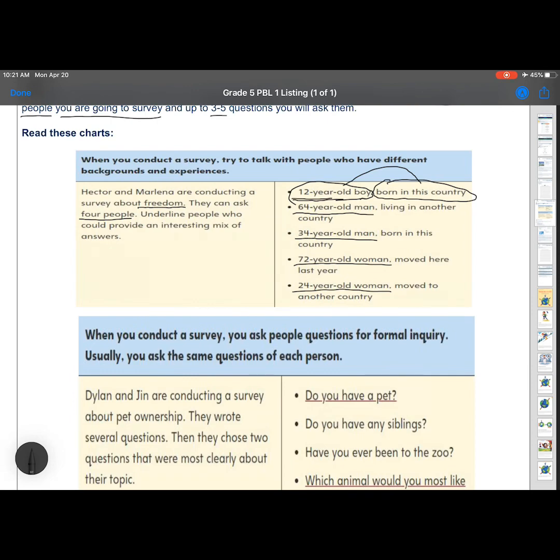Okay, how about this one? It says 64-year-old man. But it's not just a 64-year-old man. It's a 64-year-old man living in another country. Okay, so a 64-year-old man in this country might sound different than a 64-year-old man living in another country. What about your parents? How old are they? Were they born here? Or were they born in another country? Were they born in the same country? Those are the kinds of pieces of information you may want to add to your survey to make it look nice. Okay, let's continue.